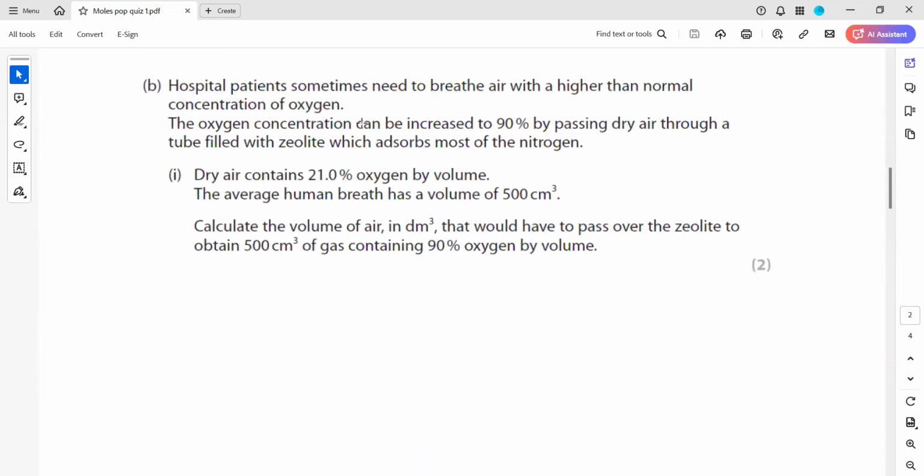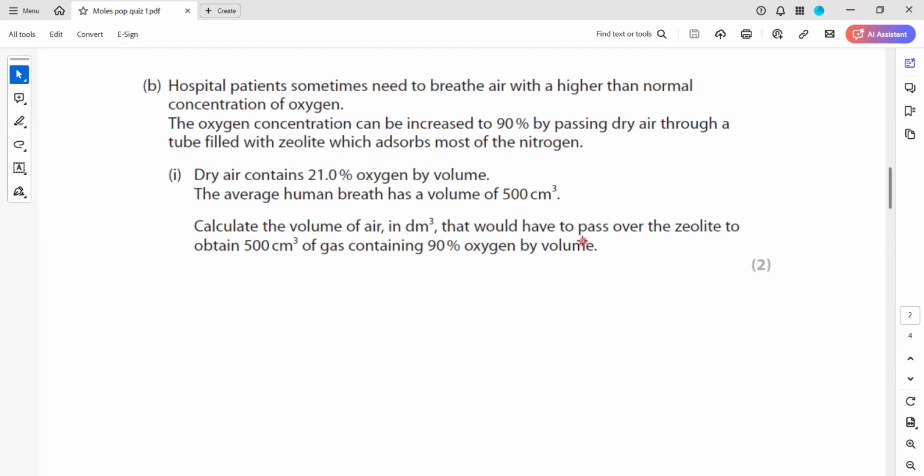The next question: hospital patients sometimes need to breathe air with a higher than normal concentration of oxygen. The oxygen concentration can be increased to 90% by passing dry air through a tube filled with a zeolite, which absorbs most of the nitrogen. Dry air contains 21% of oxygen by volume. The average human breath has a volume of 500 cm3. Calculate the volume of air in dm3 that would have to pass over a zeolite to obtain 500 cm3 of a gas which contains 90% of oxygen by volume.